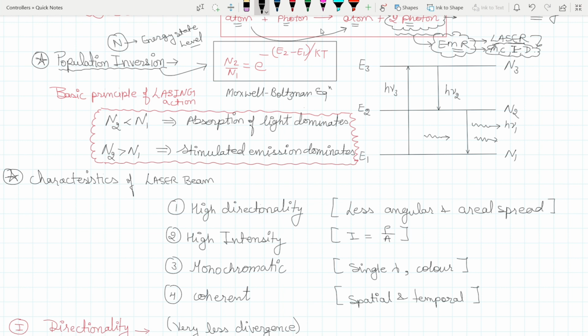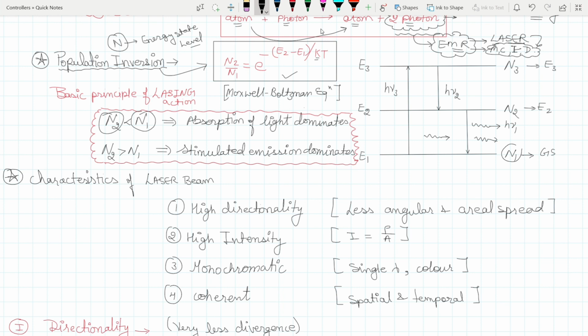So here is one famous equation from the Maxwell-Boltzmann distribution. Here n2 by n1 is equal to e raised to the power (E2 minus E1) divided by kT. Here k is the Boltzmann constant, and this equation is equally valid. So when n1 is greater than n2, as you can see over here, n1 is the number of atoms in the ground state, and these two are excited state 2 and excited state 3.